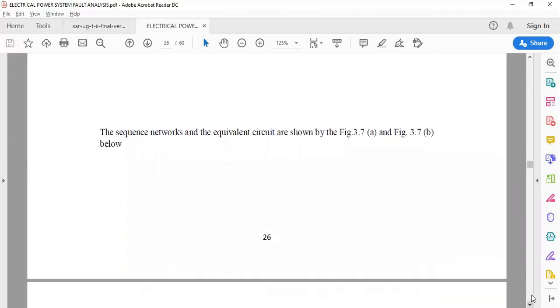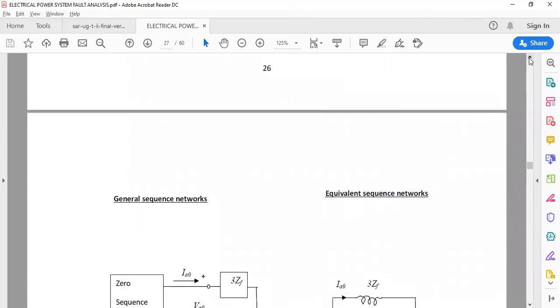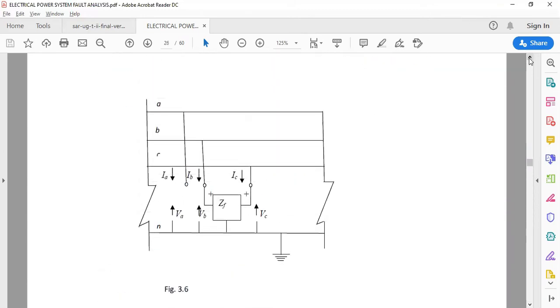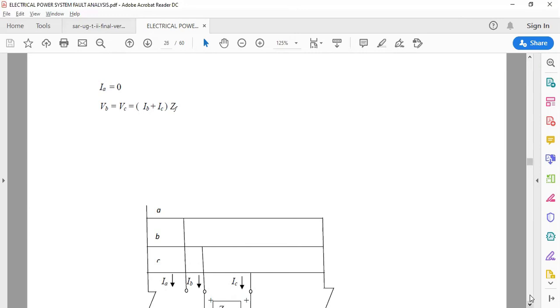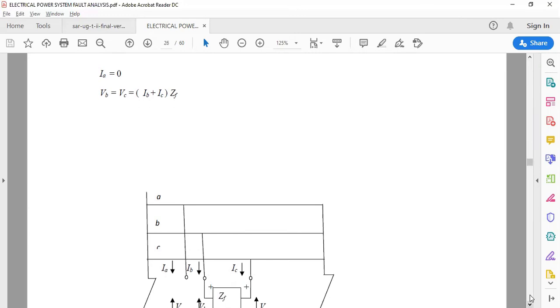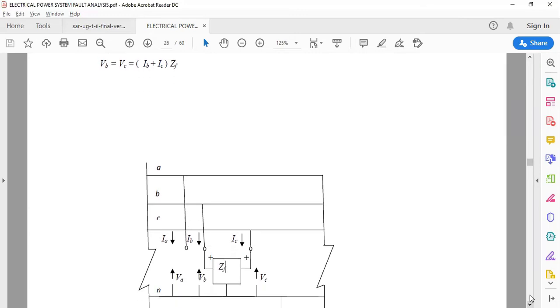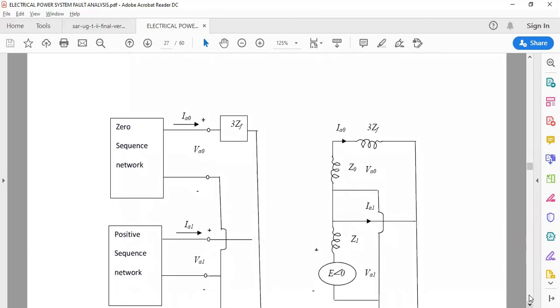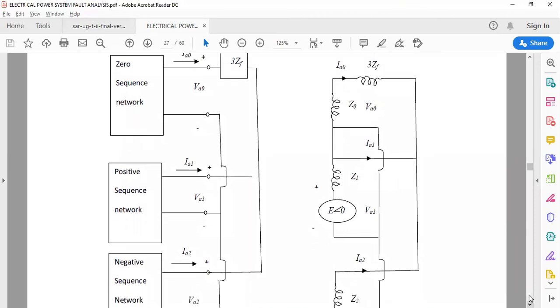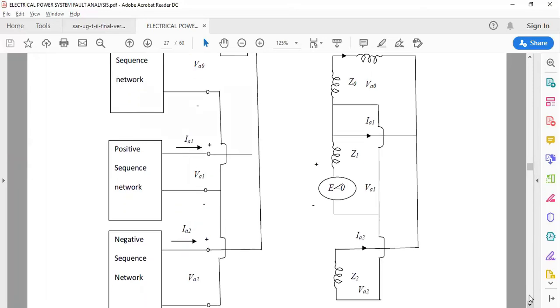Let's move towards the different conditions. IA, as we have seen, is equal to 0, and VB is equal to VC, which is equal to IB plus IC into ZF. Let's move towards the interconnection of sequence networks. In this, the zero sequence network is also present, the positive sequence is present, and the negative sequence is present. All are connected in parallel, as the sequence voltages are equal to each other.